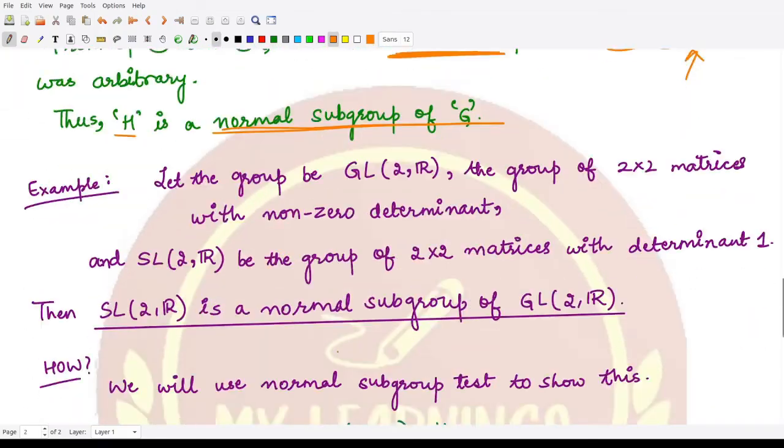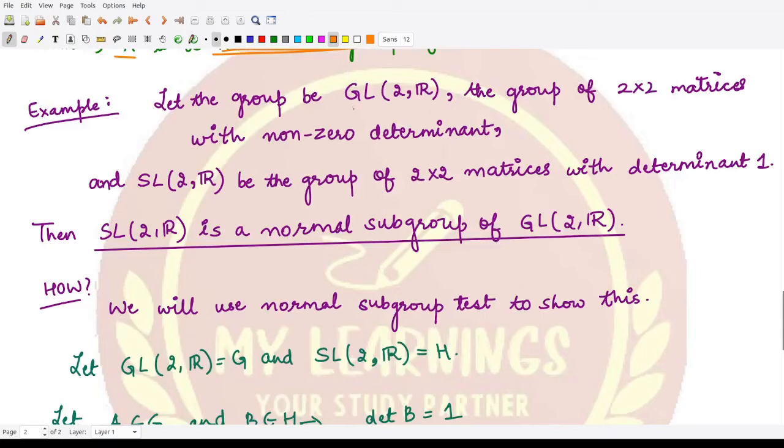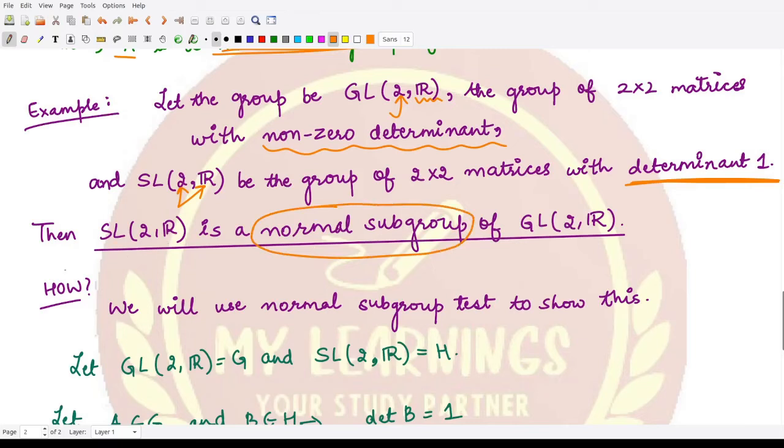So for an application, I am considering the group to be the general linear group of order 2 cross 2. It consists of all 2 cross 2 matrices whose entries are taken from the set of real numbers, right? And whose determinants have to be non-zero. Now let's take SL 2, R, the special linear group of 2 cross 2 matrices with real entries, to be its subgroup. You know that all the members in this group have determinant 1 in particular. So we say SL 2, R is a normal subgroup of this group. How? We can see this using the normal subgroup test.